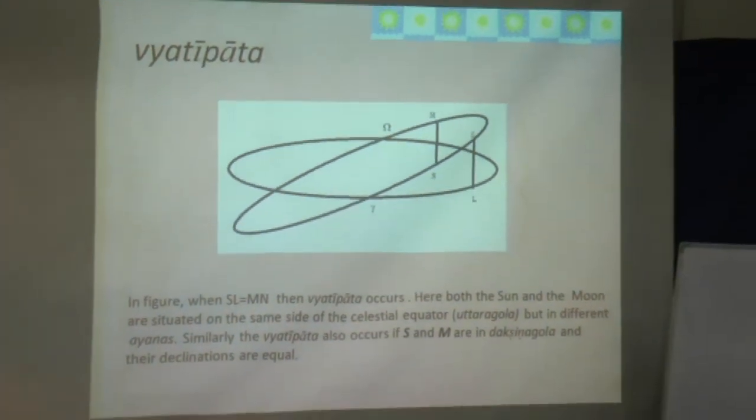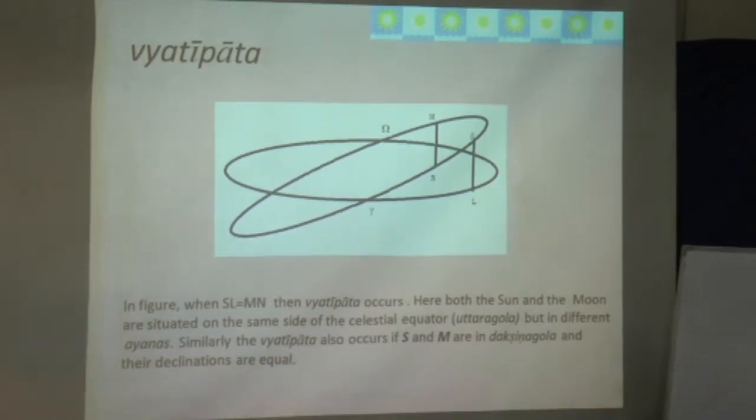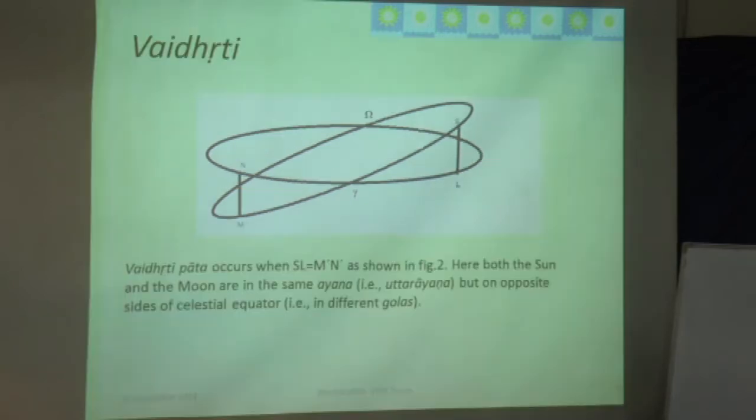Right, I got it. In the above figure, we can notice that if S L and M N are equal, then the Vyatipata occurs. That is, both the sun and moon are in different ayanas, but on the same Uttaragola, and their declinations are equal. Similarly, the Vyatipata also occurs if both S and M are in the Dakshinagola and their declinations are equal.